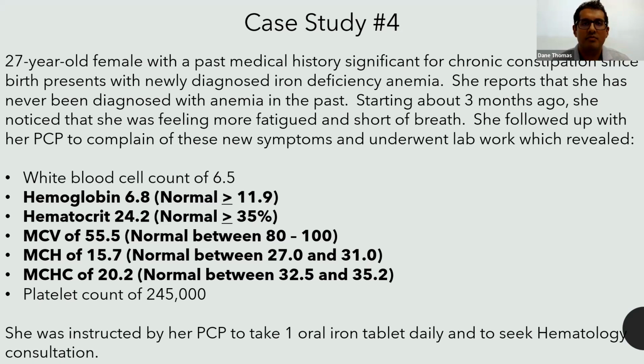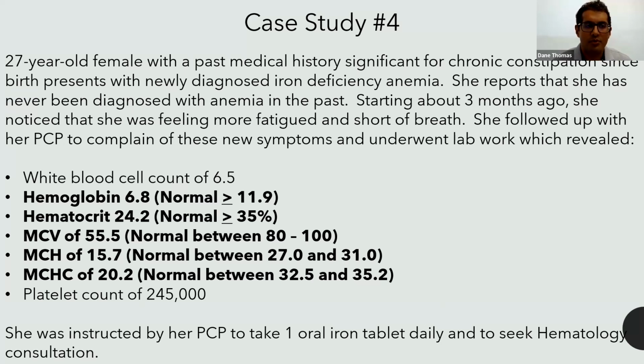Next case study involves a 27-year-old female with a past medical history significant for chronic constipation since birth. Presents with a newly diagnosed iron deficiency anemia. She reports that she has never been diagnosed with anemia in the past. Starting about 3 months ago, she noticed that she was feeling more fatigued and short of breath. She followed up with her PCP to complain of these new symptoms and underwent lab work, which revealed the following.